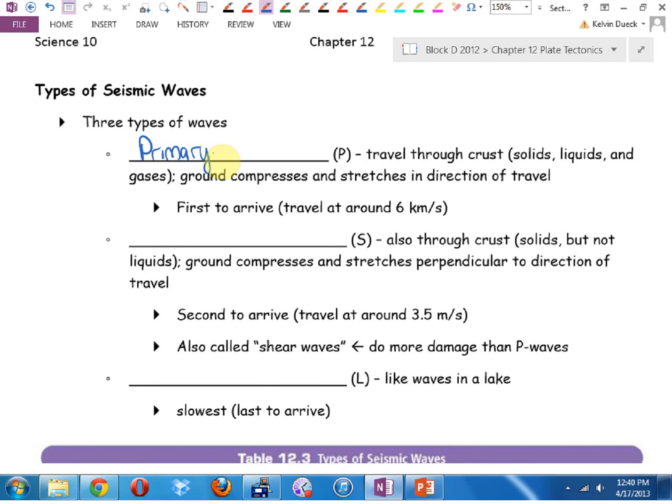If we detect the primary waves, the next one's, well, it begins with the letter S. What comes after primary school? Secondary. The secondary waves.